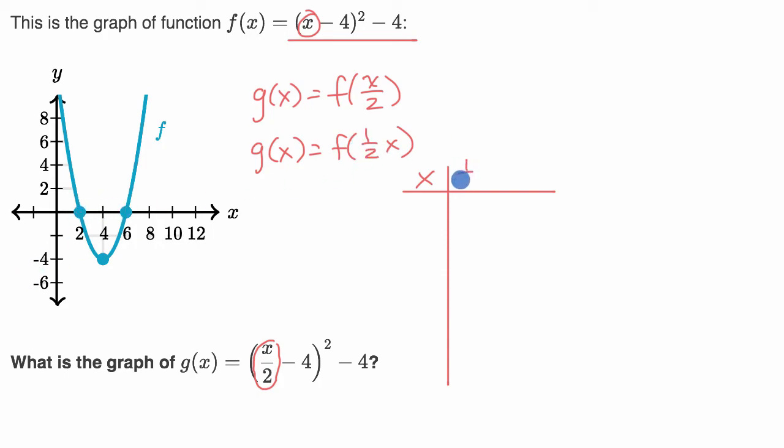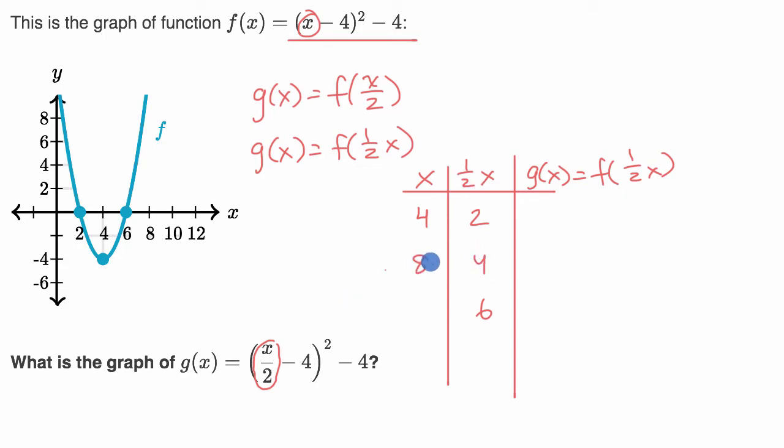So actually, let me write this. 1/2 x. And then I can think about what g of x, which is equal to f of 1/2 x, is going to be. So I want my 1/2 x to be, let's see, it could be 2, 4, and 6. And why did I pick those again? Well, it's very clear what values f takes on at those points. And so if 1/2 x is 2, then x is equal to 4. If 1/2 x is 4, then x is equal to 8. If x is equal to 12, then 1/2 x is 6.